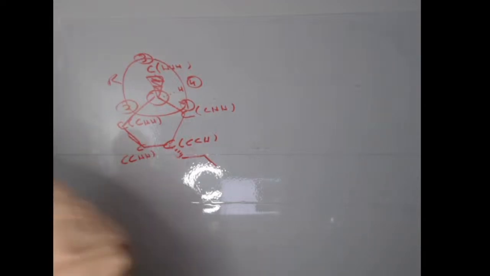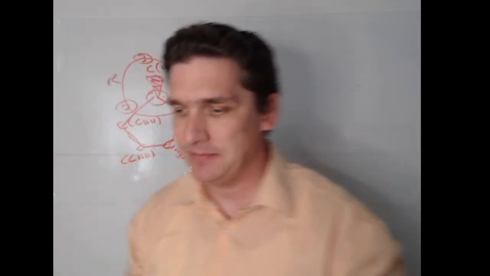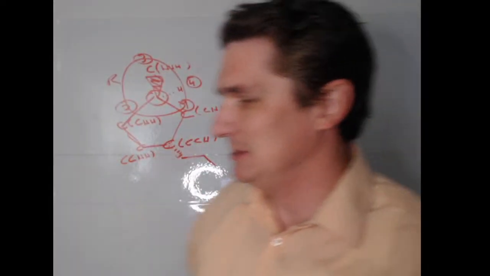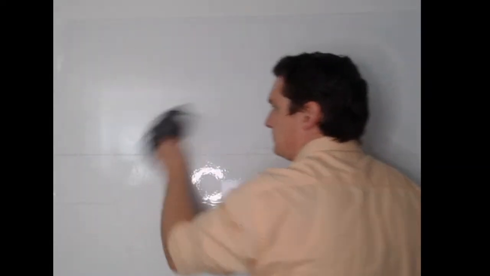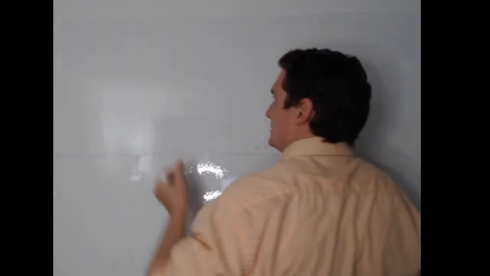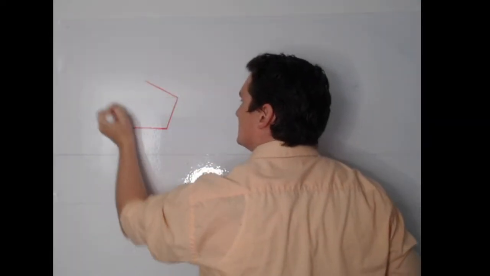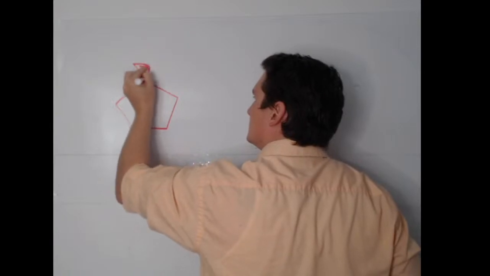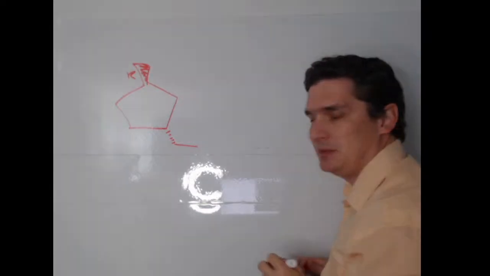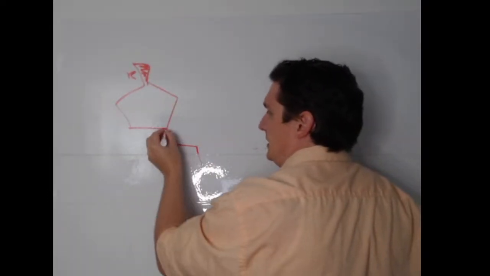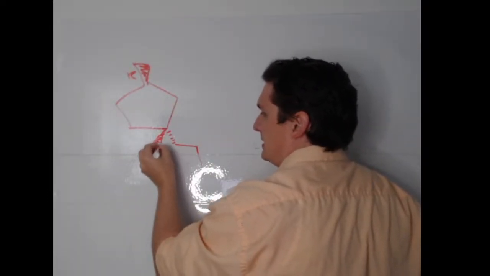Now, what about this carbon? So we got this one as R. It's going back, and we've got the propyl chain. And in this case, we have the hydrogen coming out at us.